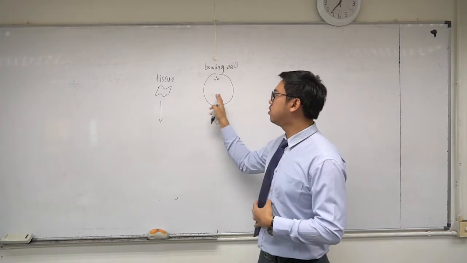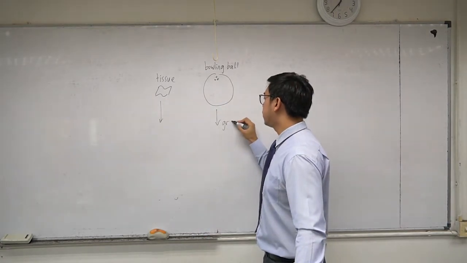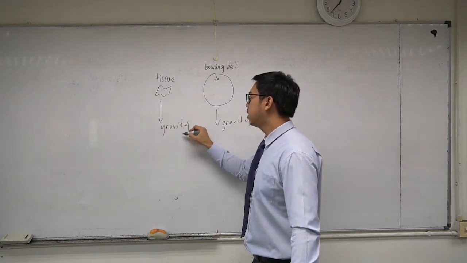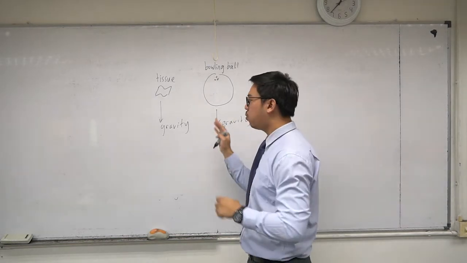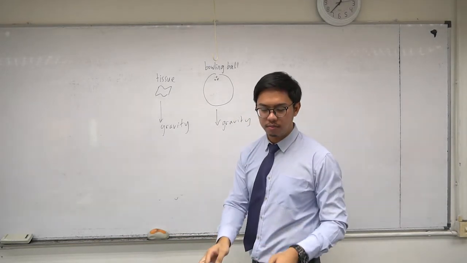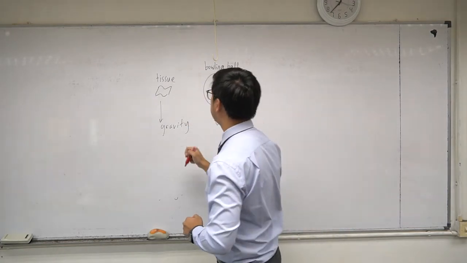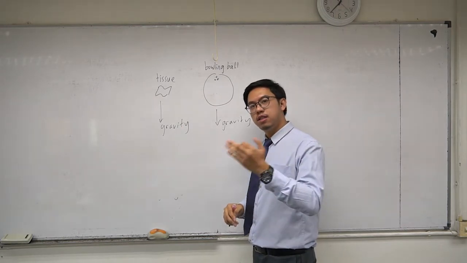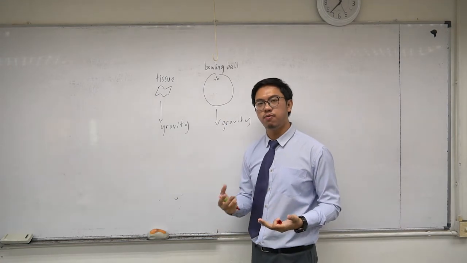But if these two objects are in free fall, meaning there's only gravity acting on them, what should happen is that both of these will reach the ground at the same time. The reason why they do not reach the ground at the same time is because of one thing. It's because of air resistance. So we'll talk about air resistance next week. Just to give you a brief explanation, what is air resistance?